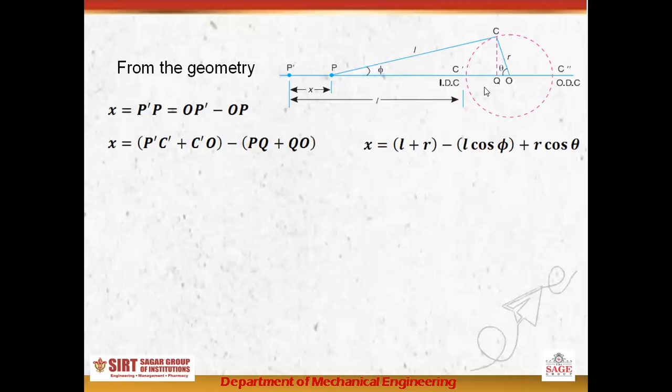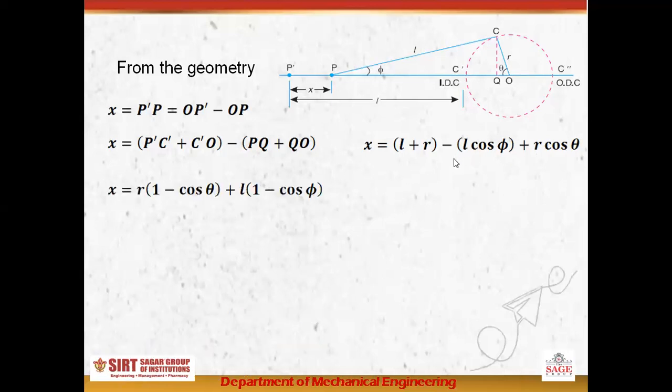Similarly, QO. In the triangle OQC, which is a right angle triangle, OQ is the base and the hypotenuse is R. So QO, that is the base, is equal to hypotenuse into cos theta. The hypotenuse is R, so QO is R cos theta.